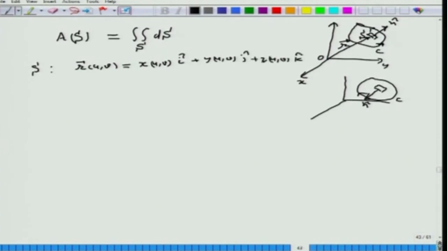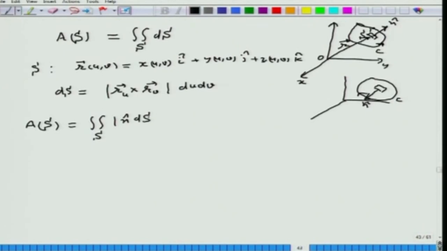k, that we had already explained, and then we know that this element of area dS is nothing but |r_u cross r_v| du dv, the absolute value of that, du dv. And so, here now actually we know that this one we can take as n cap, so this will be an integral over this S, of the absolute value of this, n cap dS, so this is what we have as dS.